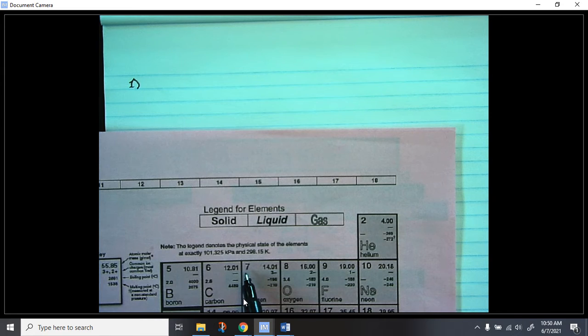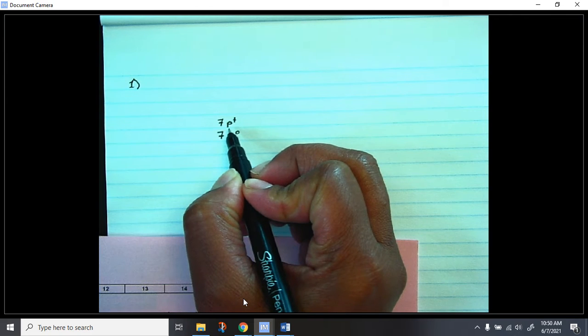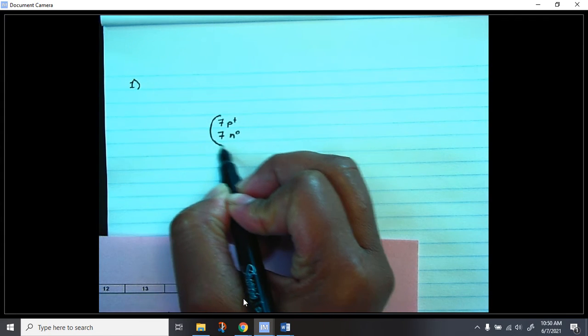And the symbol for neutron is a small n with a little zero, zero meaning that it has no charge. Since nitrogen's number 7, if I had an atom of it, that would mean that I have 7 protons as well. Symbol for protons is a small p with a plus. So that's going to represent my nucleus.